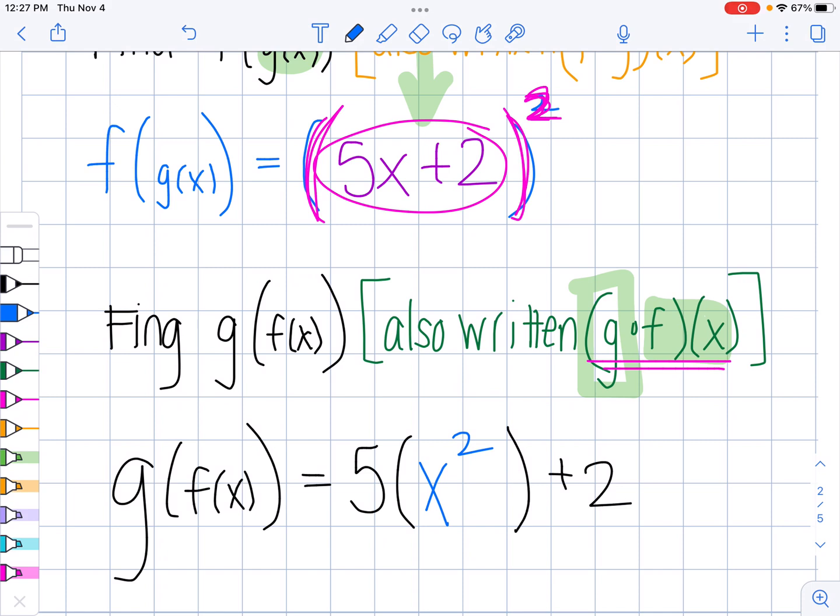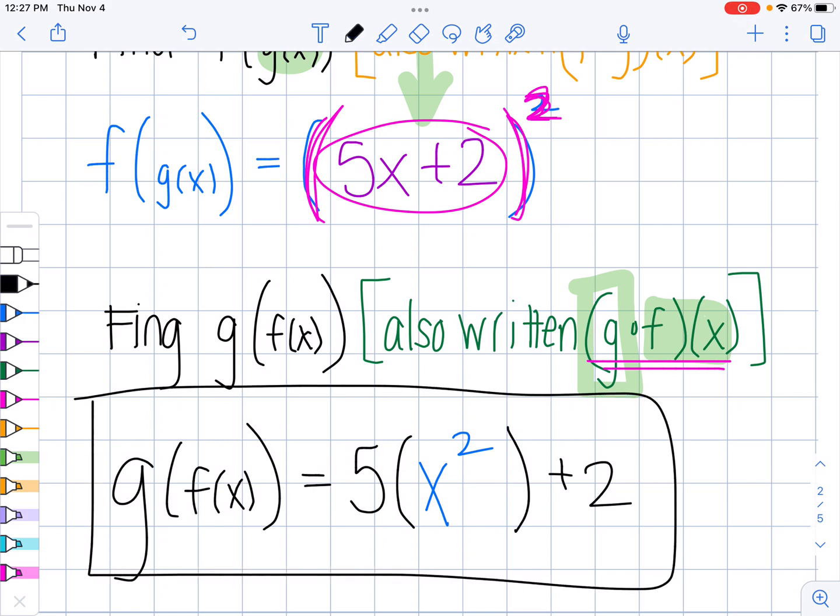Okay. So that's writing function notation. So now what I want to do is we're going to do the reverse of this. We're going to look at a function like this, and can you tell me the two functions that made this function? Okay.